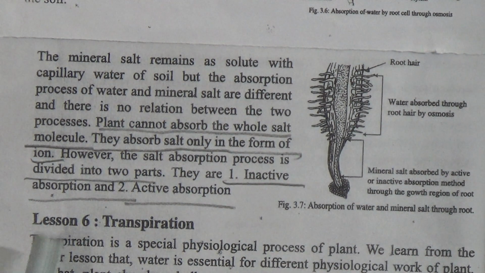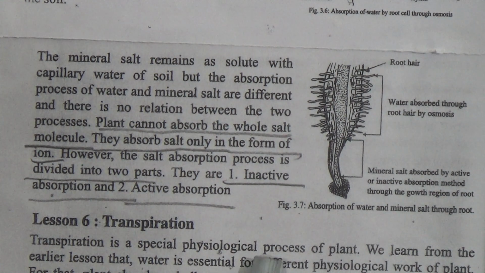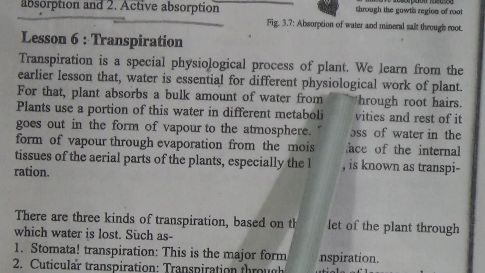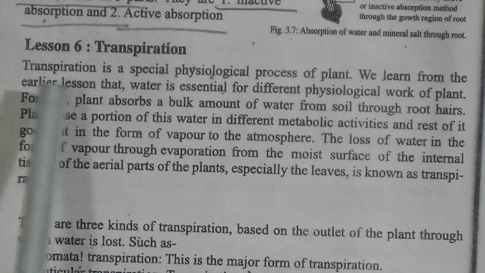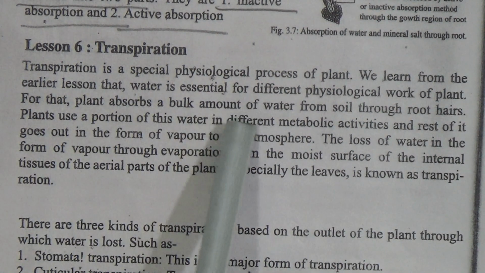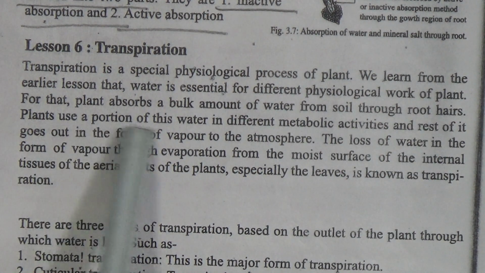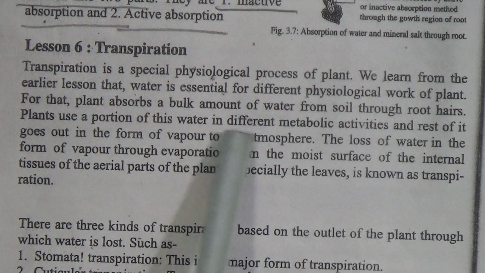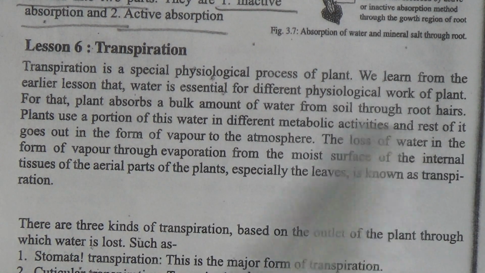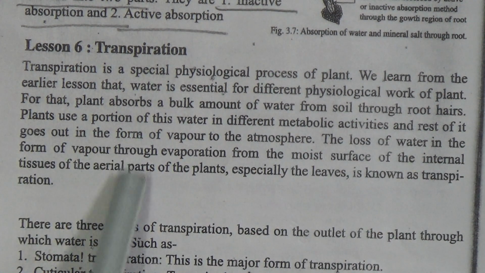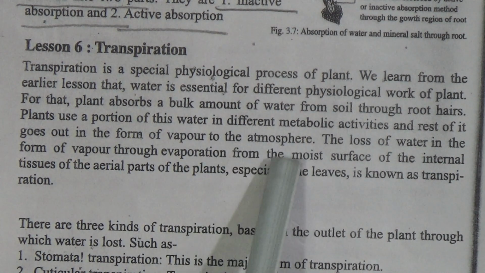Okay, my dear students, now come to the next topic, transpiration. Transpiration is a special physiological process of plants. We learned from our previous lesson that water is essential for different physiological work of plants. For that, plants absorb a bulk amount of water from soil through root hair. Plants use a portion of this water in different metabolic activities, and the rest of it goes out in the form of water vapor to the atmosphere.